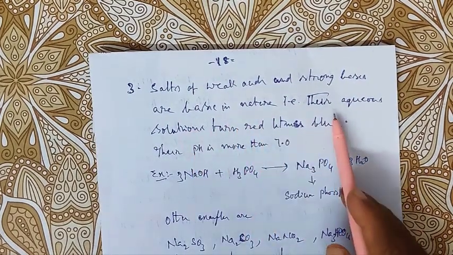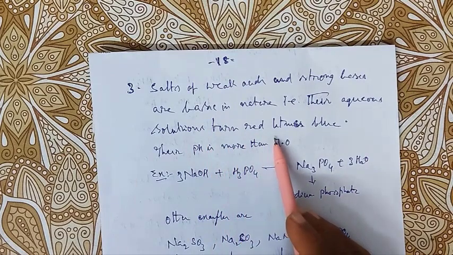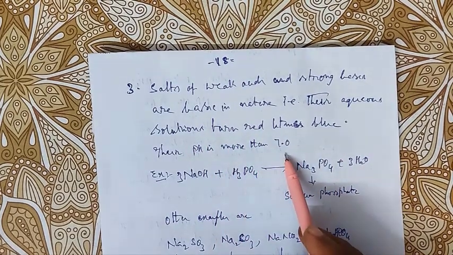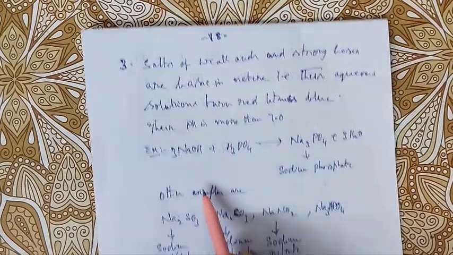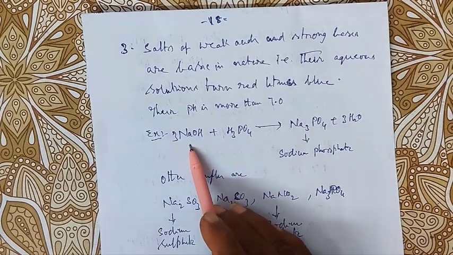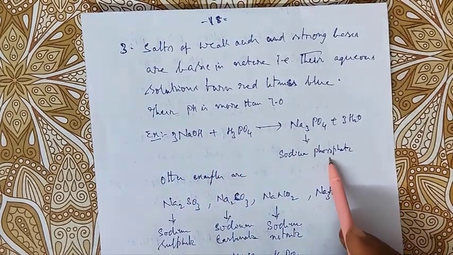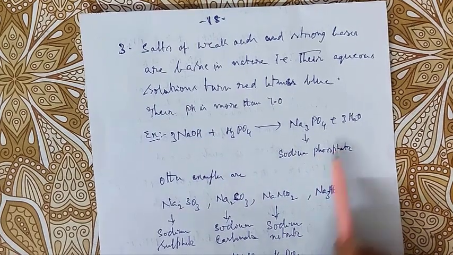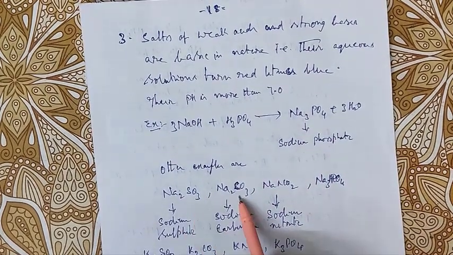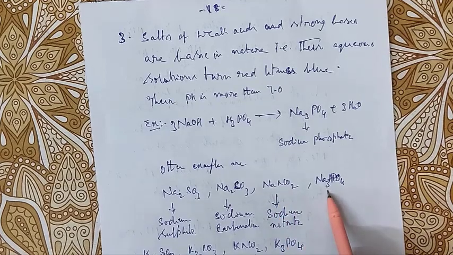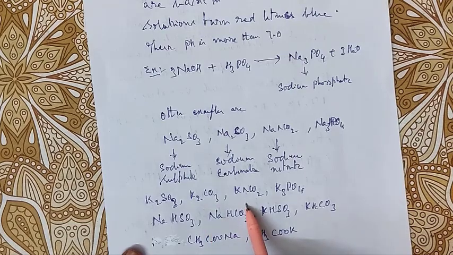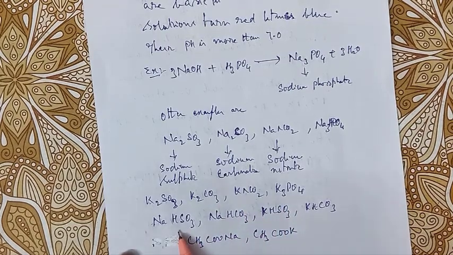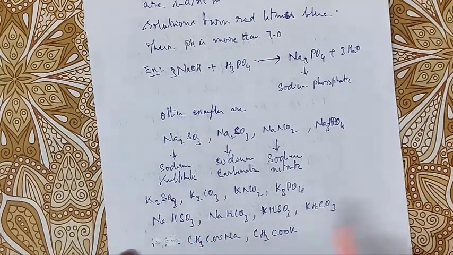These salts are basic in nature, that is their aqueous solutions turn red litmus blue. They contain more OH- ions than H+ ions. Their pH is more than 7. So NaOH plus H3PO4, strong base, weak acid, gives sodium phosphate, which is basic in nature. Other examples are sodium sulfite, sodium carbonate, sodium nitrite, sodium phosphate. Similarly, potassium sulfate, potassium carbonate, potassium nitrate and potassium phosphate. So similarly, bisulfates and bicarbonates of sodium, potassium and others.